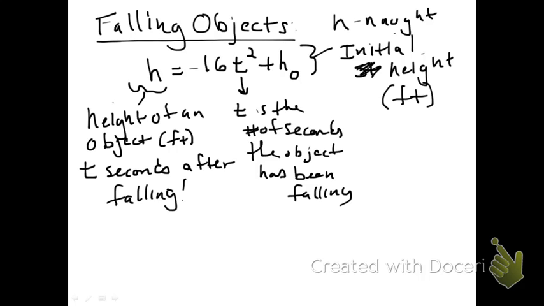Now, this only works on planet Earth because we're taking into account acceleration due to gravity with this constant, negative 16, and it also neglects air resistance, so it can't model perfectly every falling object, but it gives you a good idea. Let's apply this in an example next. Let's call this one example 3.